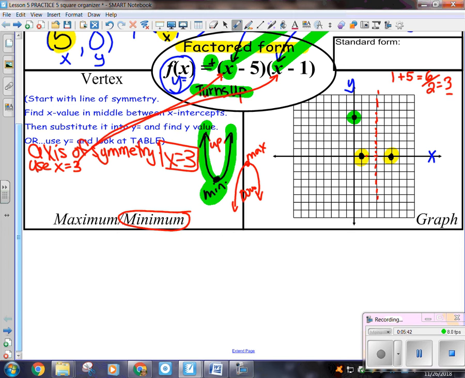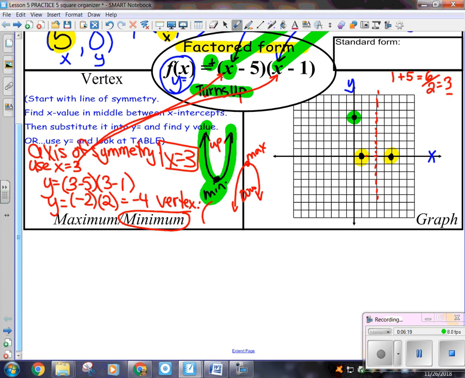Everybody good? So y equals, what number do we let x be again? 3. 3 minus 5, and then what again? What x is again, 3 minus 1. What's 3 minus 5? Negative 2. What's 3 minus 1? Positive 2. Negative 2 times positive 2 is what? Negative 4. Guess where the vertex is located?